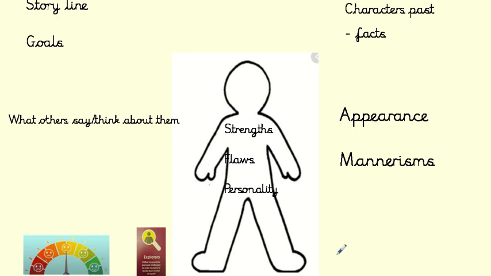Now, around the outside of your character, you're going to make notes or write sentences or phrases about your character's past, about their appearance and their mannerisms, about your storyline. Again, you'll need to think about the beginning, the conflict or problem, how your character overcomes that problem, and how it ends. What are their goals and motivation? You may also want to record what others think and say about them. Inside your character, you're going to write about their strengths, their flaws, and their personality.